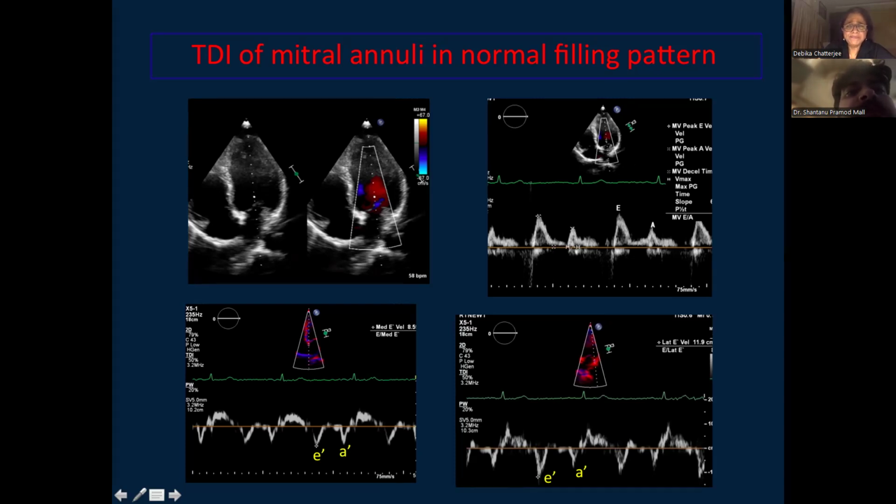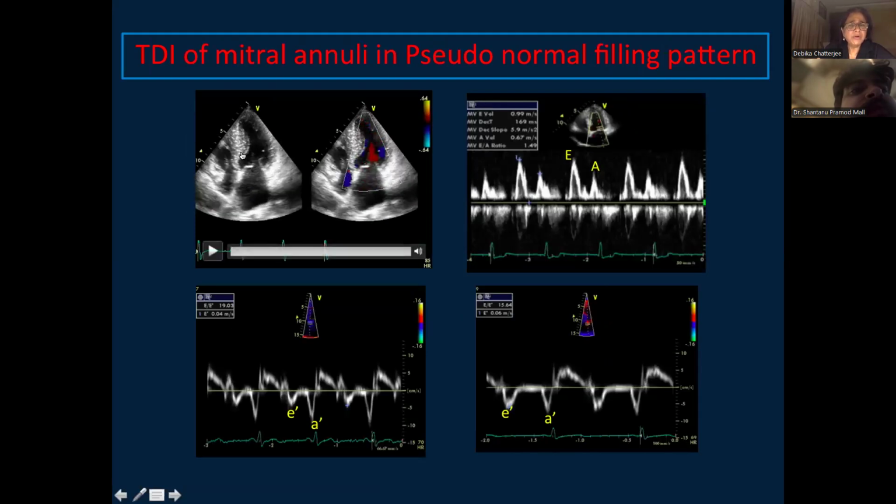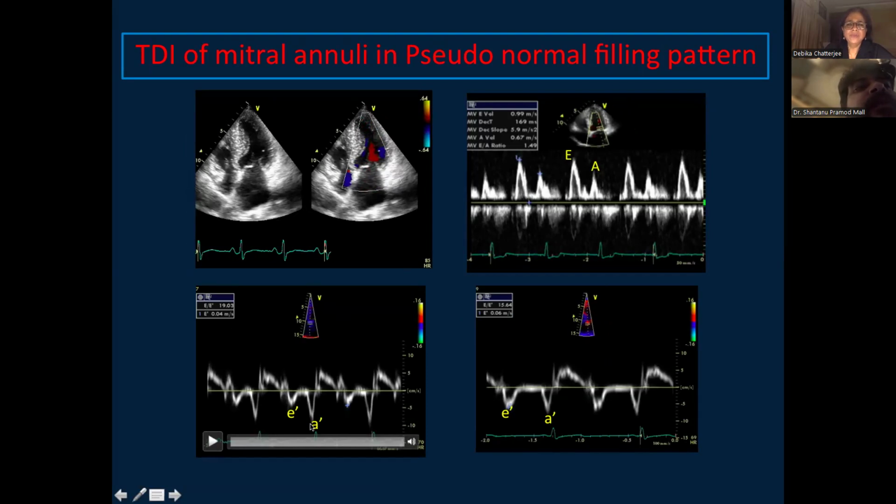Now, let us look at that patient of hypertrophic cardiomyopathy, where E wave is more than A wave. But here you look, the tissue Doppler is showing E prime less than the A prime, both in the septal annulus as well as in the lateral annulus. So this is the way we differentiate. So this is the pseudo-normal pattern having E prime less than the A prime, though the E wave is more than the A wave. So these are the two methods by which we can differentiate the normal from the pseudo-normal pattern.